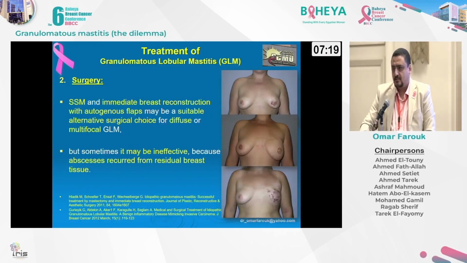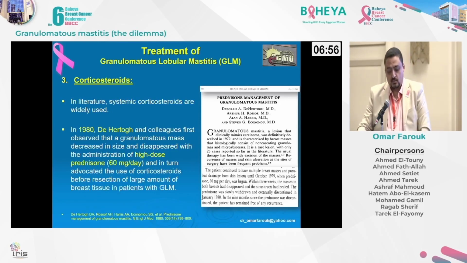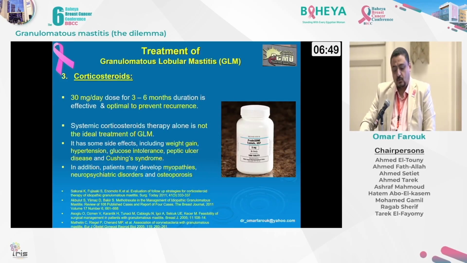Some authors recommend skin-sparing mastectomy and immediate breast reconstruction with autologous flaps as a suitable alternative surgical choice, especially for diffuse and multifocal disease. However, it may be ineffective because abscess may recur from residual breast tissue. The third option is corticosteroid, which is widely used in the literature. The first one who used this in large dose was De Hertog from Belgium in 1980. The most used regimen is 30 milligrams per day for 3 to 6 months, which is optimal.